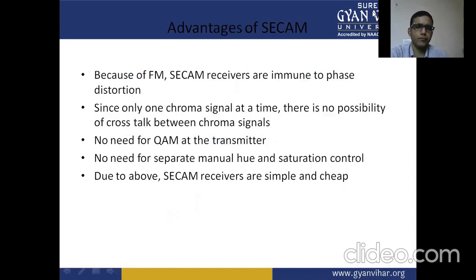Now we have the advantages of SECAM. Because of the FM, SECAM receivers are immune to phase distortion. Since there is only one chroma signal at a time, there is no possibility of crosstalk between the chroma signals. No need for QAM at the transmitter. No need for separate manual hue and saturation control. Due to the above, SECAM receivers are simple and cheap.